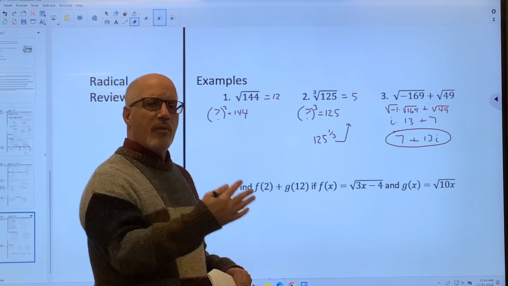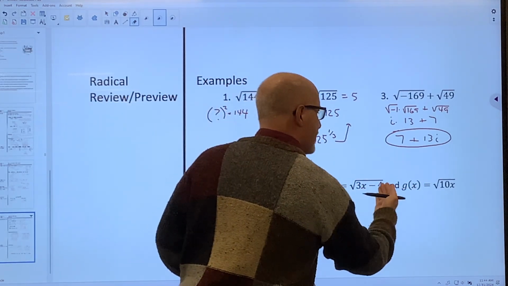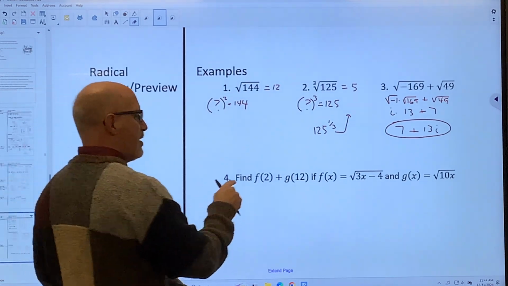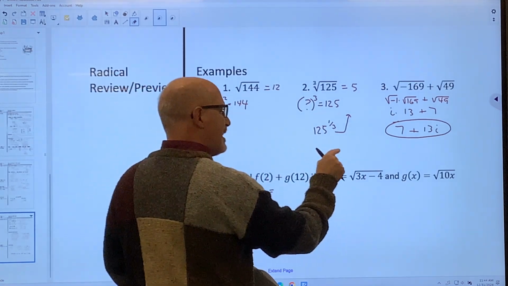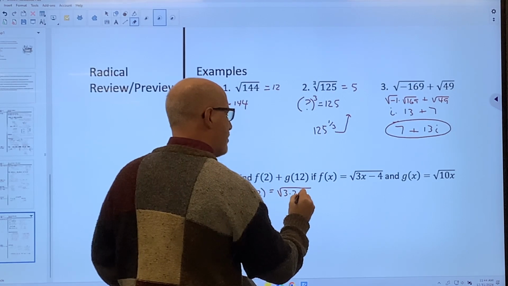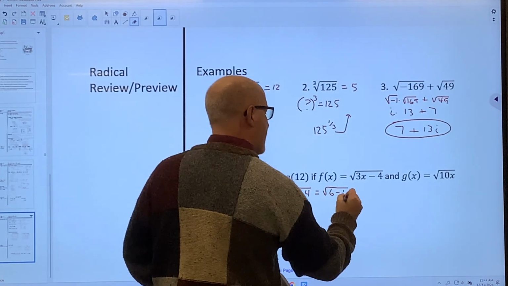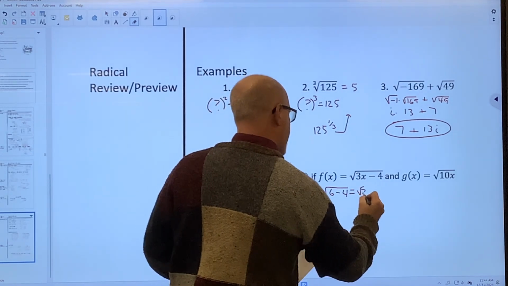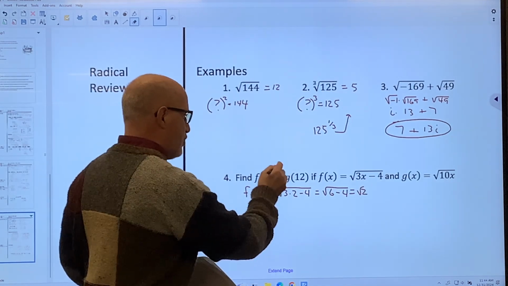Let's review over what we know about function notation and apply it to these functions. We use these two functions, f of x and g of x, and find these two here and then add them together. So first of all, let's do f of 2. F of 2 means 2 becomes the input in this function. So we have the square root of 3 times 2 minus 4, which is the square root of 6 minus 4. And that's going to be equal to the square root of 2. All right, so for the next part then, we're going to do g of 12.